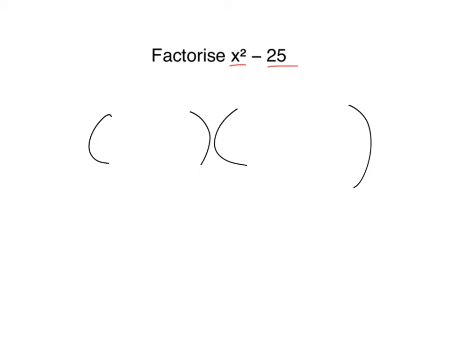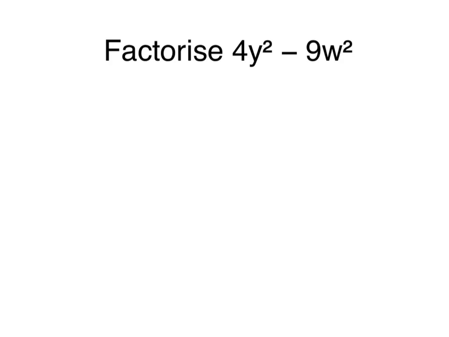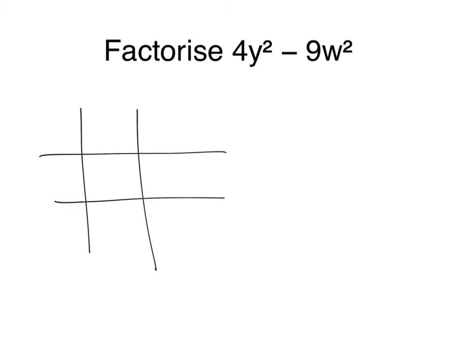The square root of x squared is x. The square root of 25 is 5. One of them's going to be a positive, one of them's going to be a negative. And let's just have a look at a harder one. So this time we've got 4y squared minus 9w squared. Let me just do it in a grid to start with, and I'll do the trick as well.